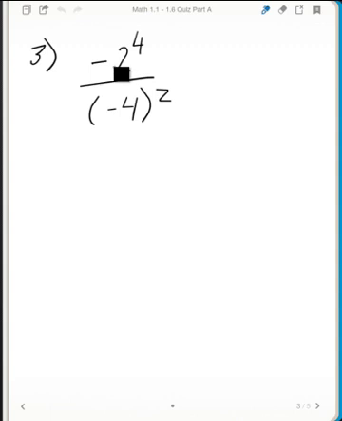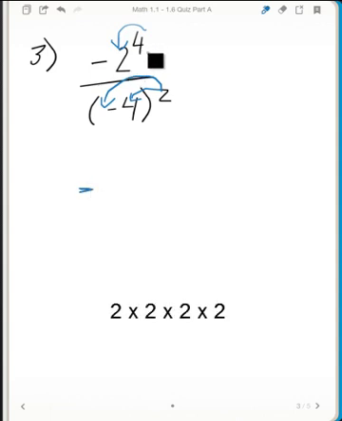Alright, so here I have negative 2 to the power of 4 over, in brackets, negative 4 to the power of 2. So remember what I said in class, whenever you have a bracket, it affects both the sign and the number. When there's no bracket, it affects only the number. It doesn't affect the sign. So I'm going to still have a negative here. And then 2 to the power of 4, that's 2 times 2, which is 4, times 2, which is 8, times another 2, which is 16.